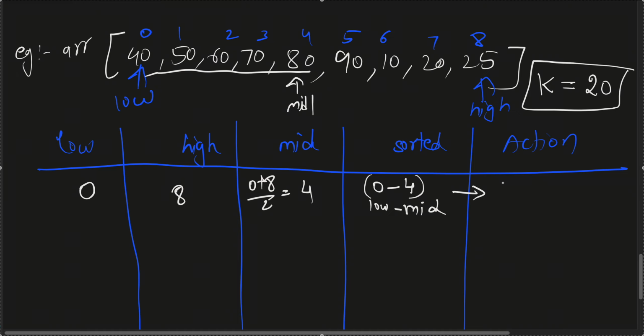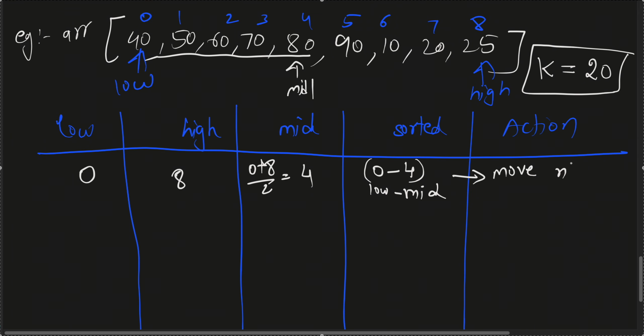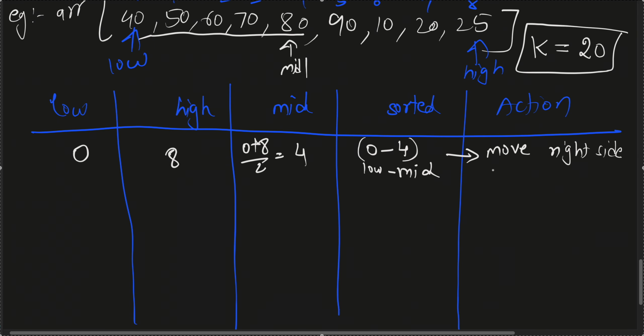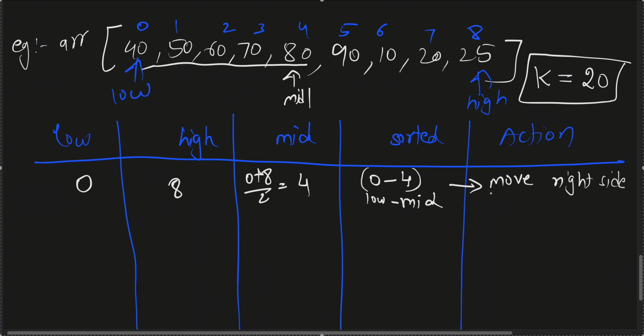So what we'll do, we will move right side. For moving right side, we will update our low pointer: low equal to mid plus 1. The mid value was 4, 4 plus 1 is 5. So the updated low value is 5, high is 8. 5 plus 8 by 2 is nothing but 13 by 2, which is 6.